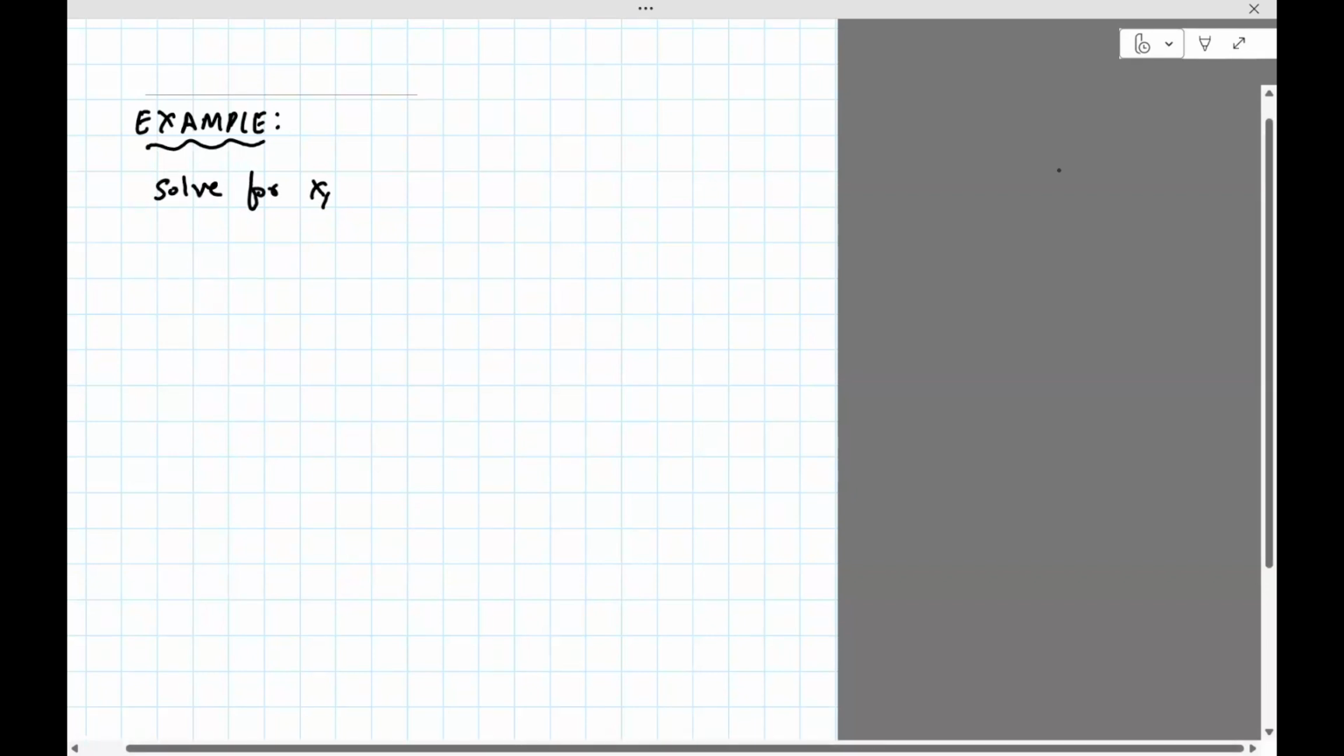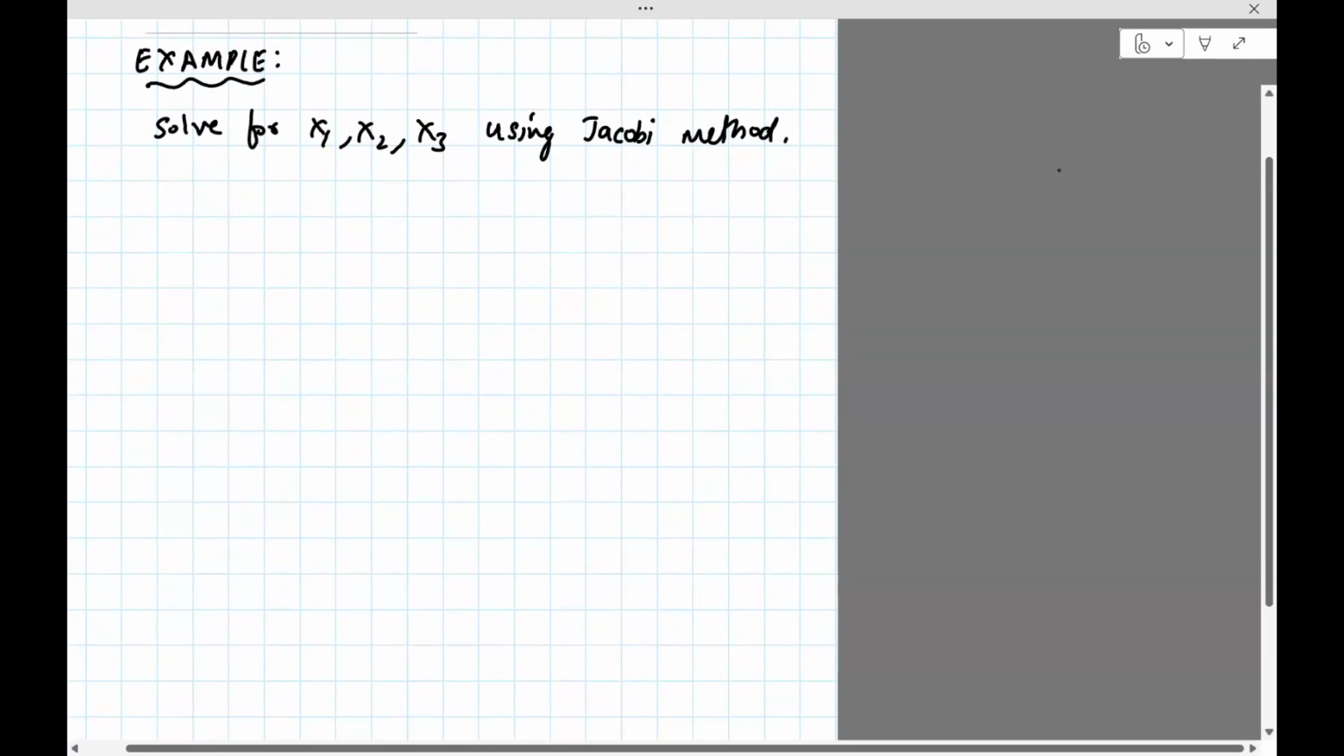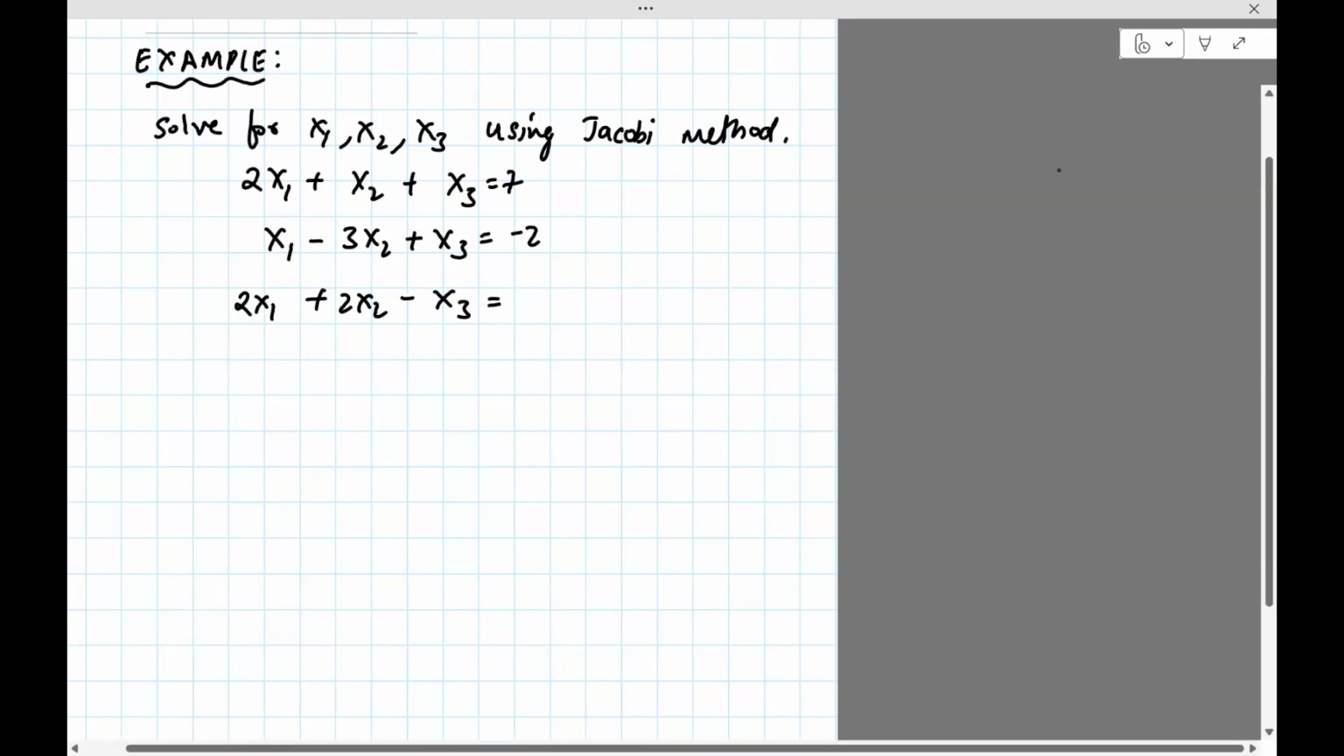Solve for x1, x2, x3 using the Jacobi method. So 2x1 plus x2 plus x3 equals 7. x1 minus 3x2 plus x3 equals minus 2. 2x1 plus 2x2 minus x3 equals 3.